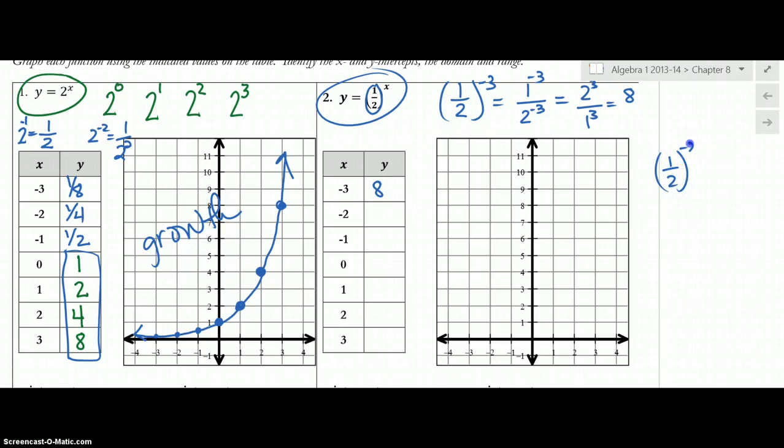Likewise, if we plug in a negative 2, it flips both of those, and we end up with 4. So if you notice, it's taking what we just did in the first example and flipping all of those answers. Still, anything to the power of 0 is 1. Anything to the power of 1 is itself. And we shall plot negative 3, 8, negative 2, 4, negative 1, 2, 0, 1.